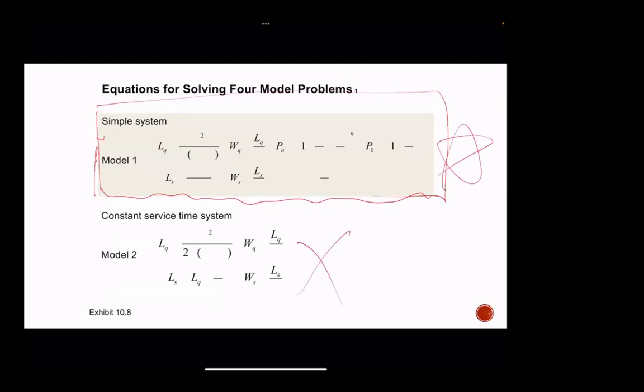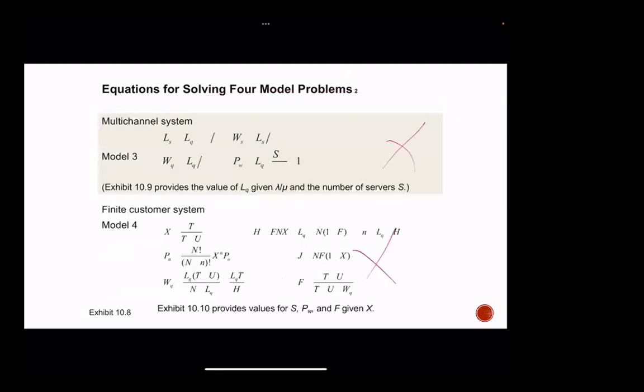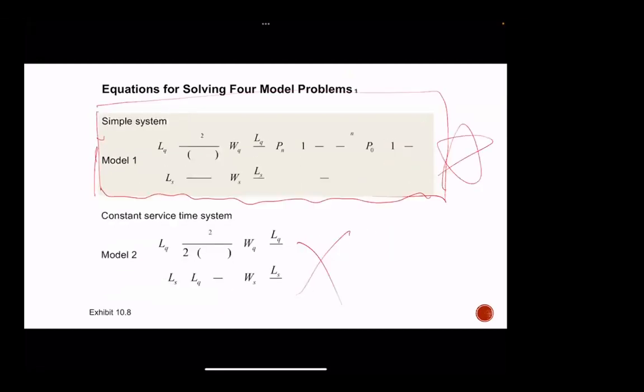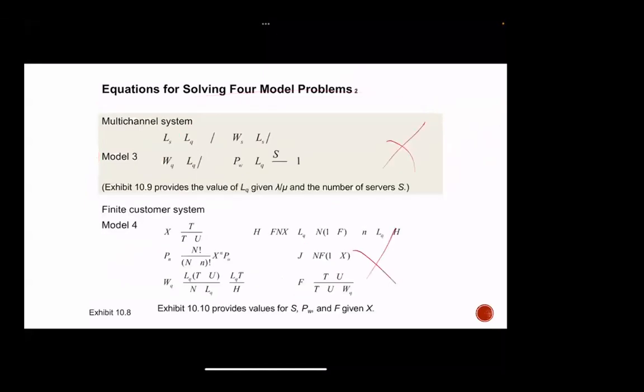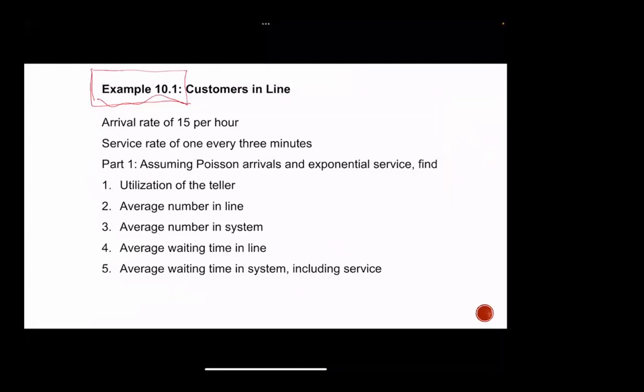You don't need to spend time on model 2, model 3, or model 4. For test 2, model 1 is the only calculation problem I will include, just like your homework. So you need to go over in the textbook how to calculate Lq, Ls, Wq, and Ws. And let's take a look at these examples.